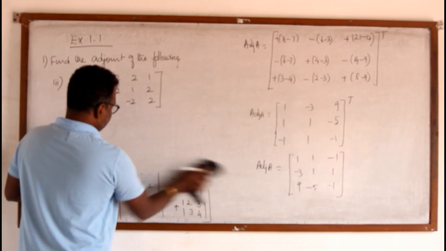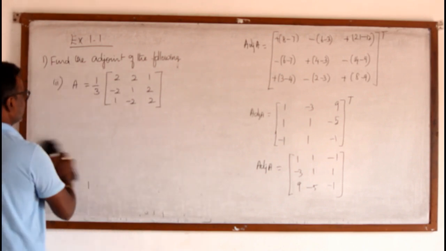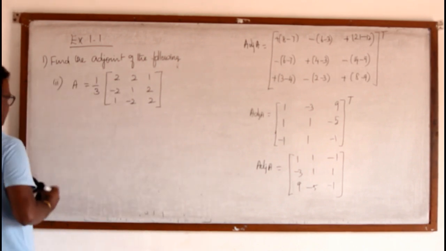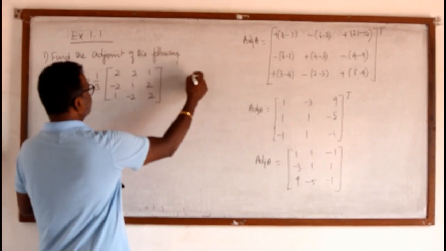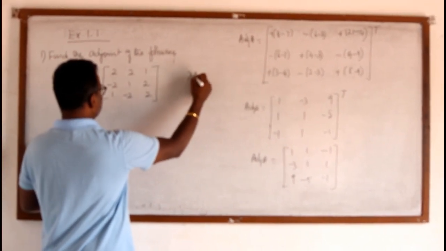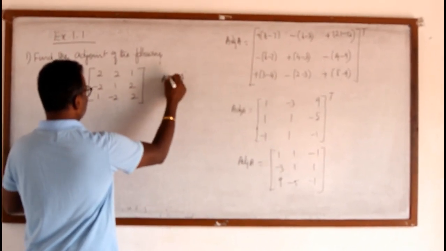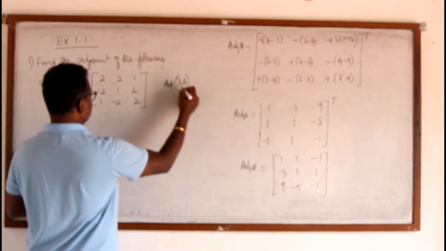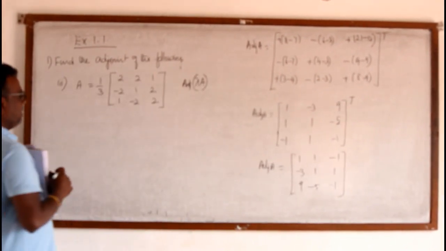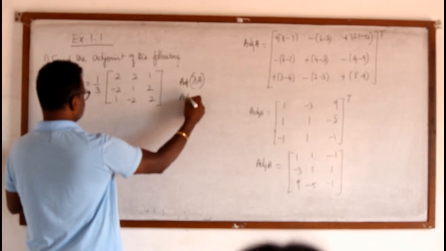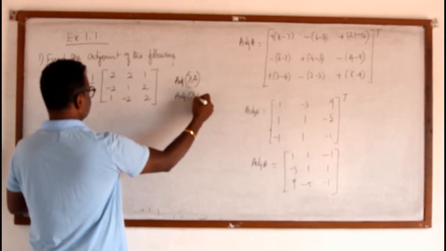There is no additional number in front of this matrix. That means instead of the form lambda into A matrix, I have to find out the adjoint of lambda into A matrix. Then we have a theorem. The theorems we shall see afterwards. Just note down the theorem.